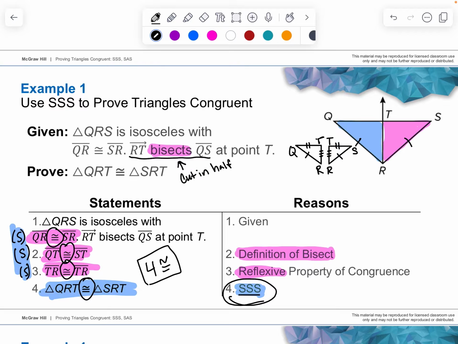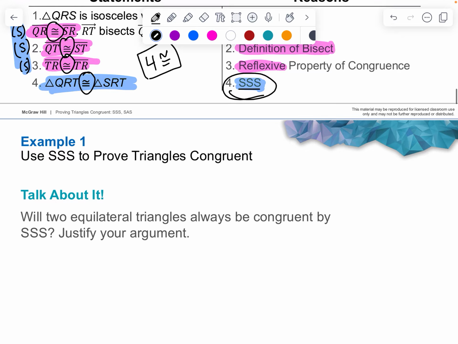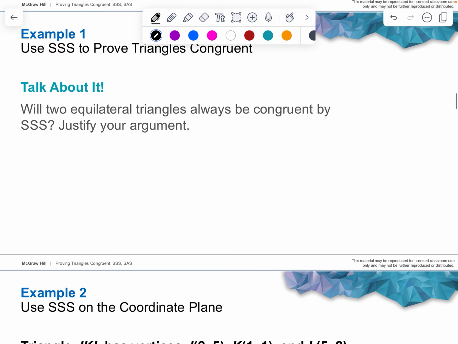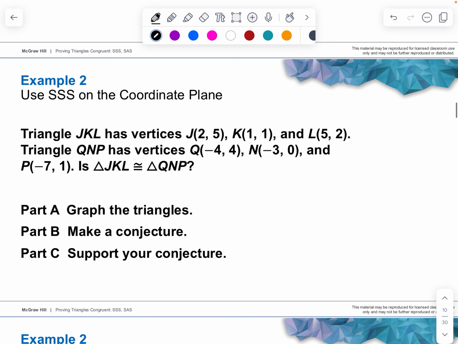Okay. Let's go on to example 2. Now, let's see. Use side on the coordinate plane. So they give us some vertices, coordinates for 2 triangles. Are they congruent? And they want us to use side. So by using side, they have to have same lengths. Okay? Keep that in mind.